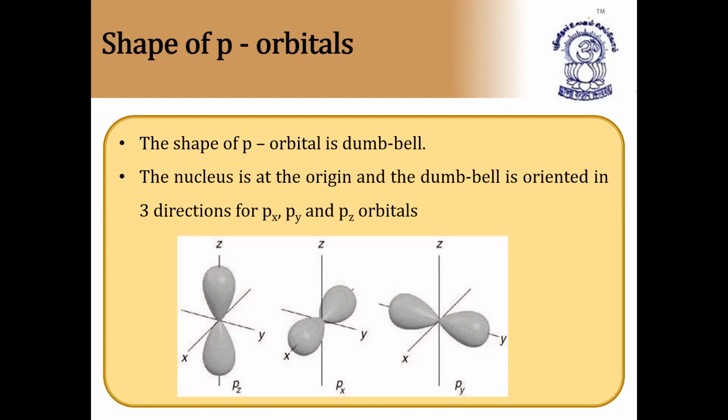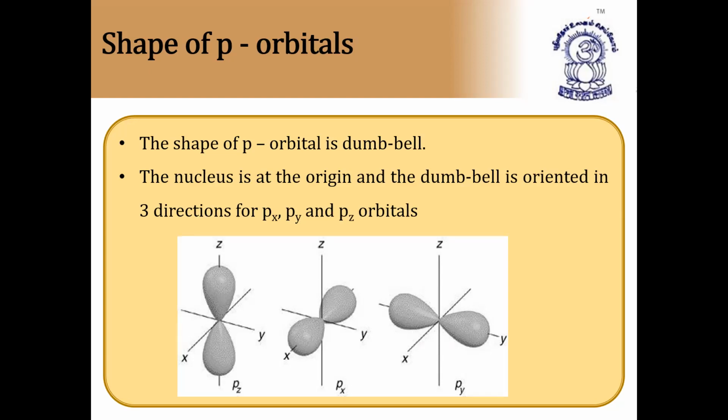You can see here the 3 axes x, y, and z. So it is pz, px, and py. If the dumbbell shape is on the x-axis, it is called the px orbital. If the dumbbell shape is on the z-axis, it is called the pz orbital. And if the dumbbell shape is on the y-axis, it is called the py orbital. I hope this is clear.